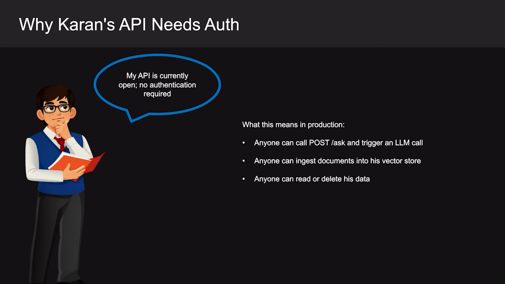Let's get into it. Think about what an open API means in practice. Every call to POST /ask triggers an embedding call and an LLM call. Those aren't free. If Karan deploys this without auth and someone discovers the URL, they can run thousands of queries against his OpenAI account and he pays the bill. That's before we even talk about data security. Anyone can read session history, ingest garbage into his vector store, or delete documents. This isn't hypothetical. Exposed AI APIs get scraped and abused constantly. The simplest fix is API key authentication, a secret key that every caller must include with their request.